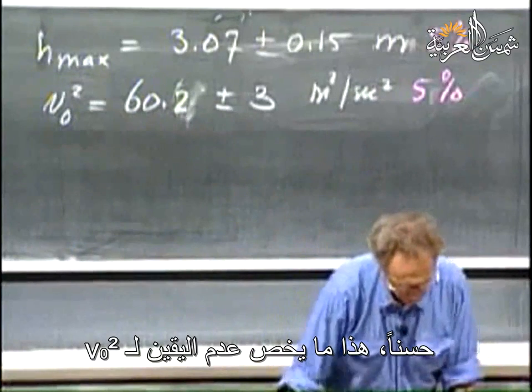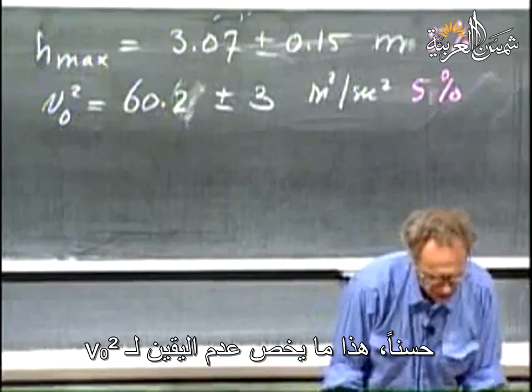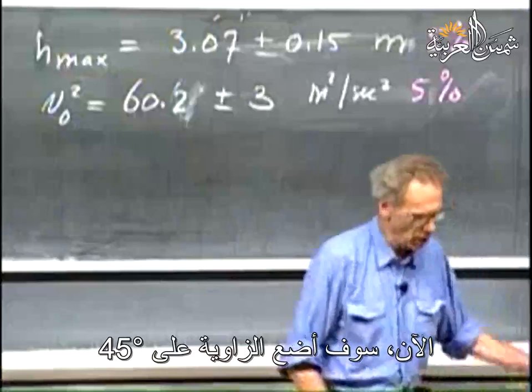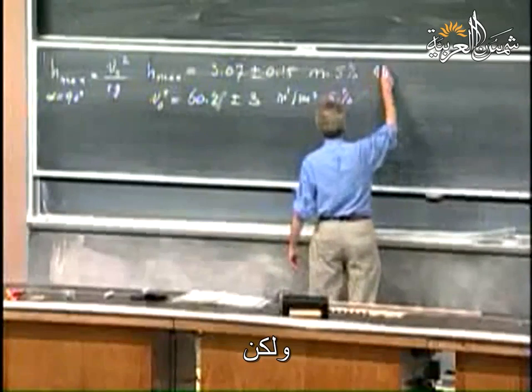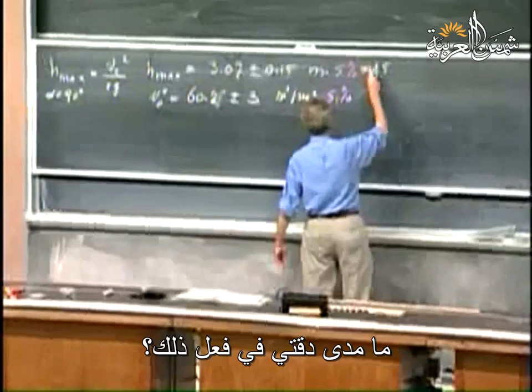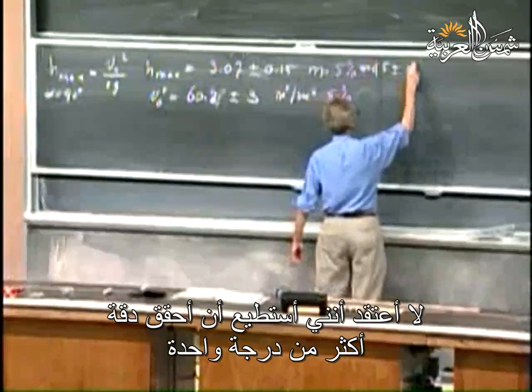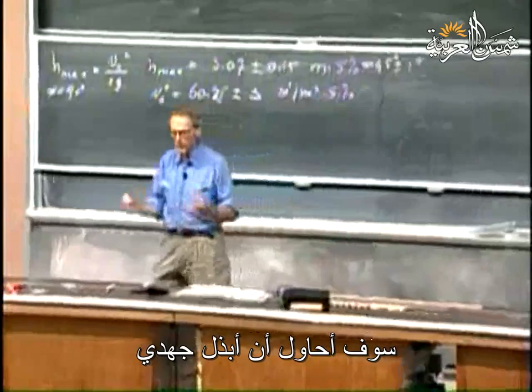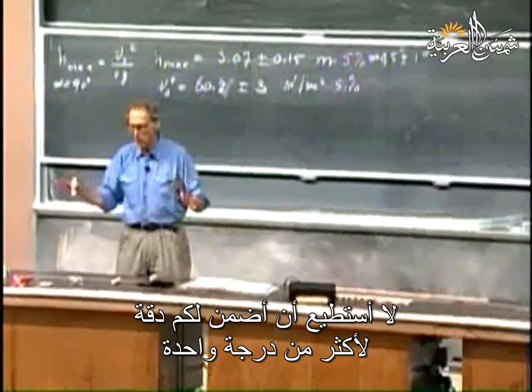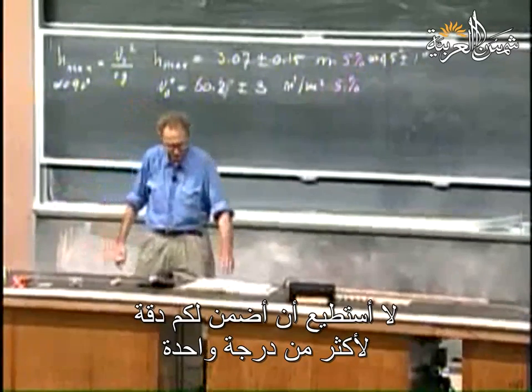Okay, so much for the uncertainty in V0 squared. Now I'm going to set the angle at 45 degrees. But how accurately can I do that? I don't think I can do that any better than 1 degree. I'll try to do the best I can, but I can't really guarantee you that I'm accurate to 1 degree.